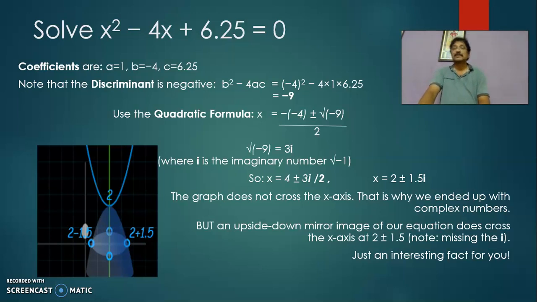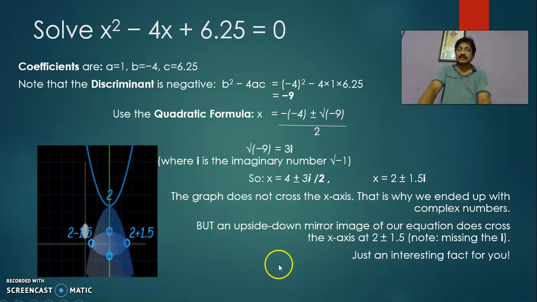x square minus 4x plus 6.25 equal to 0. Here I collected some good examples which are not given in the textbook, with various difficulties. If you learn this, you can do all the problems from your textbook. Here b square minus 4ac is minus 9. So here minus of minus 4 plus or minus root under minus 9 by 2. Here root minus 9, of course, is 3i. So the roots are x equal to 2 plus or minus 1.5i. The graph does not cross the x-axis, means there is no real root. That's why we ended up with a complex number.